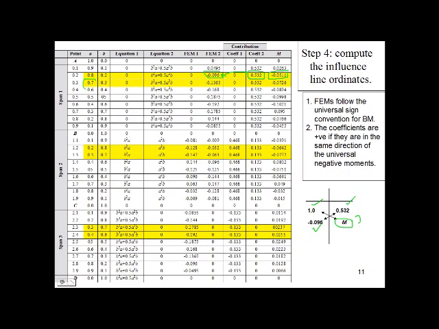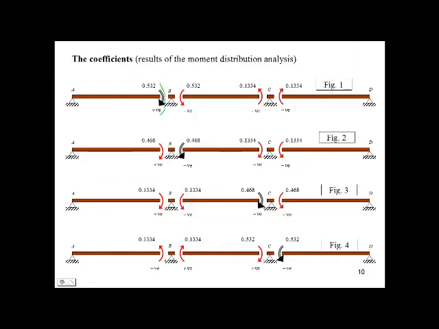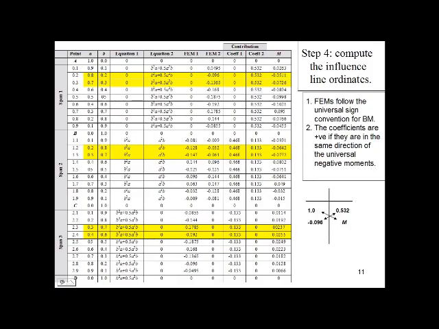If A equals 0.7 L and B equals 0.3 L, then the fixed end moments are 0 and negative 0.1365. When a unit moment was applied at end BA, a moment of 0.532 in the same direction of the universal negative moment was developed at end BA. The bending moment at end BA equals negative 0.1365 multiplied by 0.532. The result comes up to be negative 0.0726.